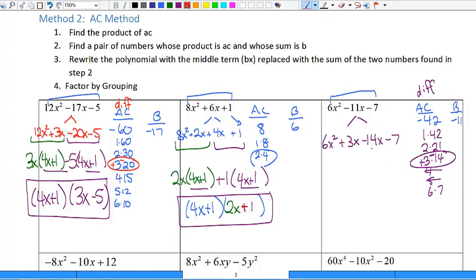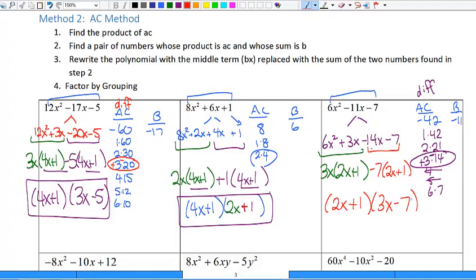Then I look at the two first terms, and that's the green group, so I factor a GCF of 3x. And the other group, we'll do it in red this time. It looks like I factor out a negative 7, which gives me 2x plus 1. Negative divided by negative is a positive, don't forget that. So my solution is 2x plus 1 and 3x minus 7.